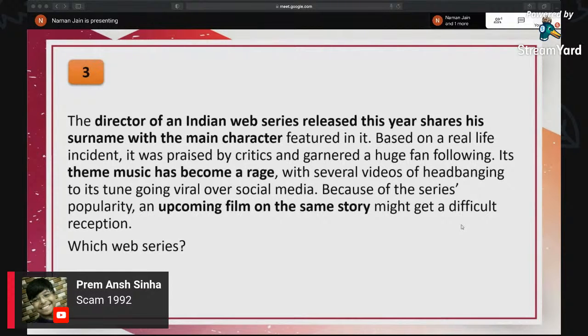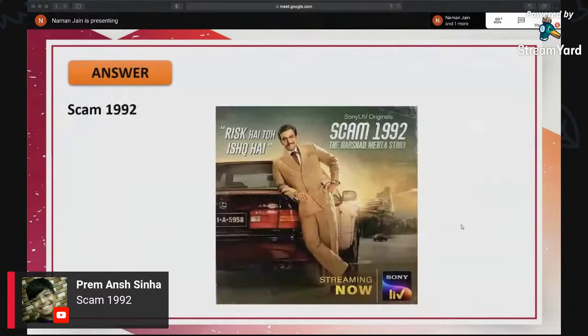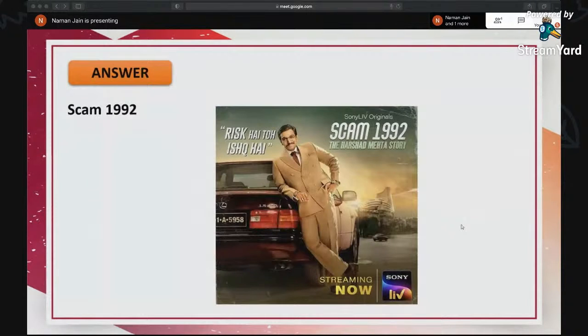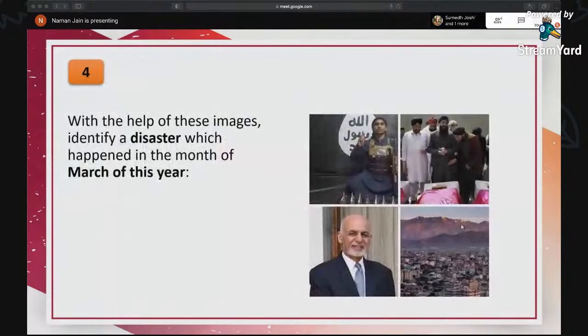So Scam 1992, Harshad Mehta and Hansal Mehta. And upcoming film is The Big Bull, Abhishek Bachchan. Moving on, question number 4. Which disaster is this? Proper need the name of a place and what happened. Which disaster?